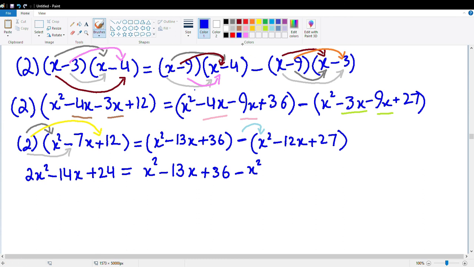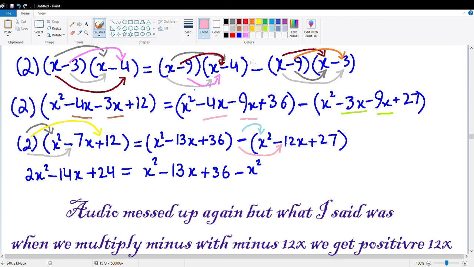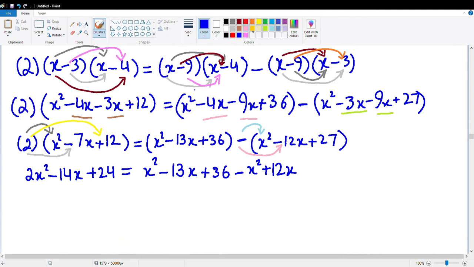this is 12x, minus 12x. So minus with minus, we get positive, so we get plus 12x. And then we have minus with positive again, and we get minus, so we get minus 27. And yeah, so now let's simplify these. You can see that these terms can be simplified over here, and this we're just going to write again for now, for this step.